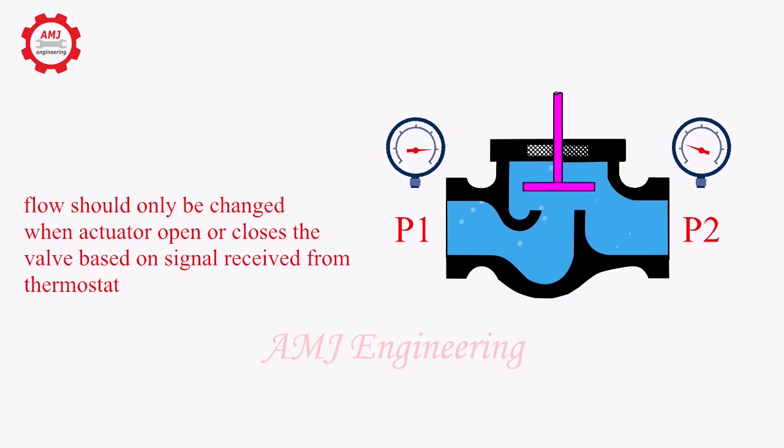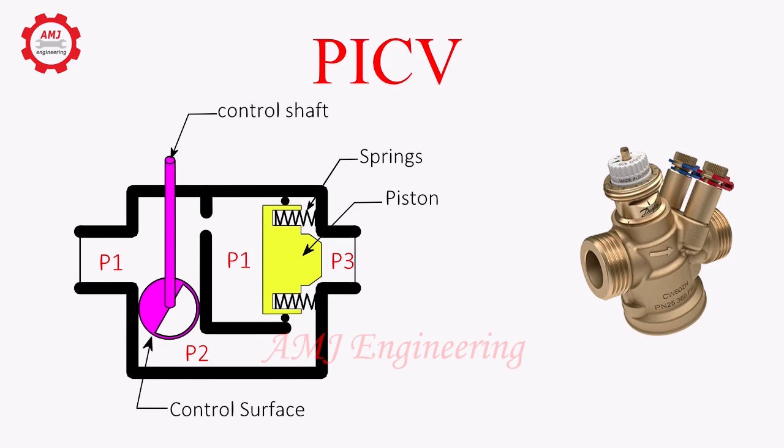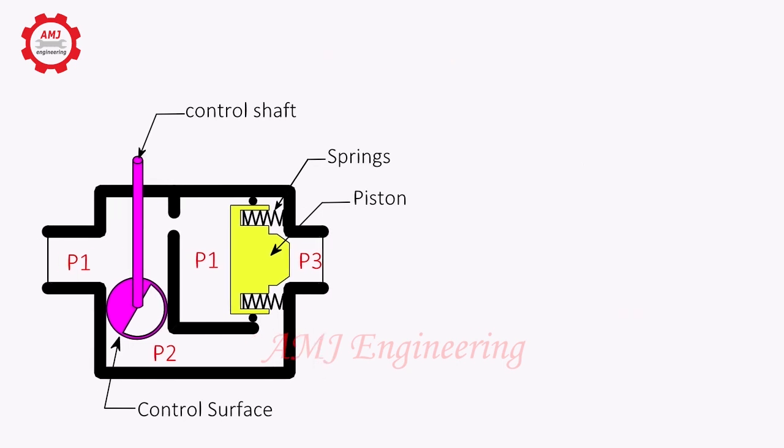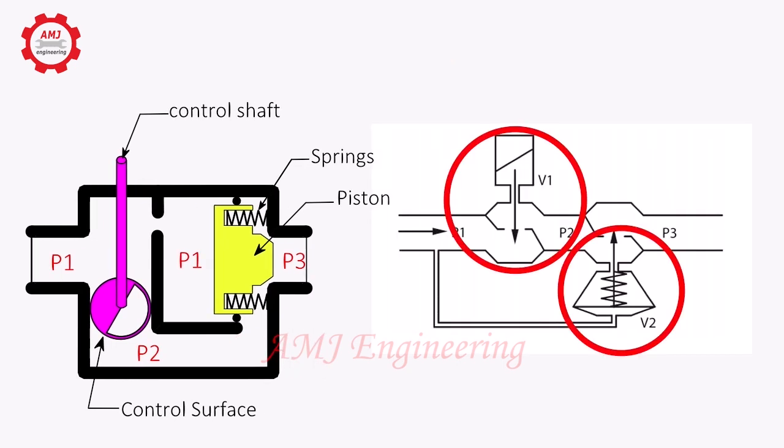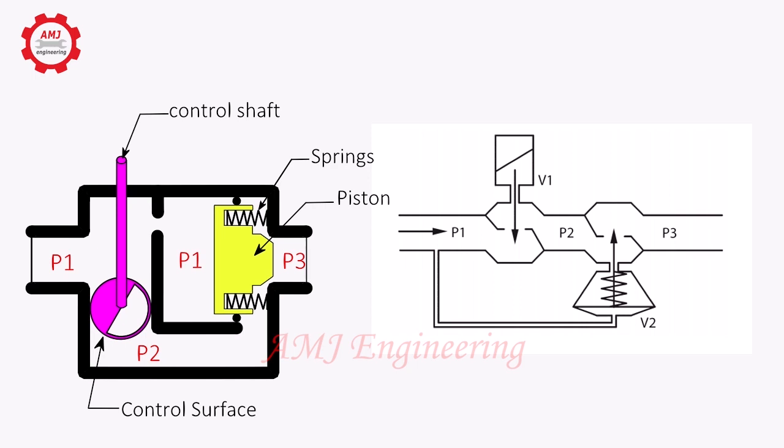Changes in flow without a change in actuator position is what is to be avoided, and that is what the PICV came to solve. A PICV is best described as two valves in one: a standard two-way control valve and a balancing valve. Here is a simplified explanation of PICV operation using a two-valve system.